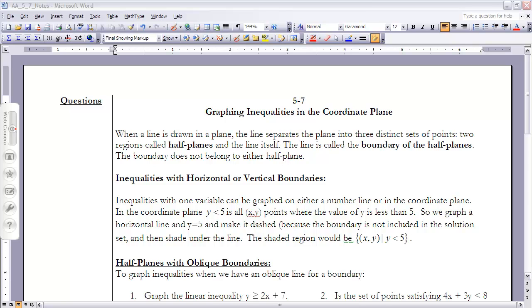Okay, these are the notes for section 5.7, graphing inequalities in the coordinate plane. If you haven't done so already, make sure that you pause the video at this time and read the section before continuing on with the notes.